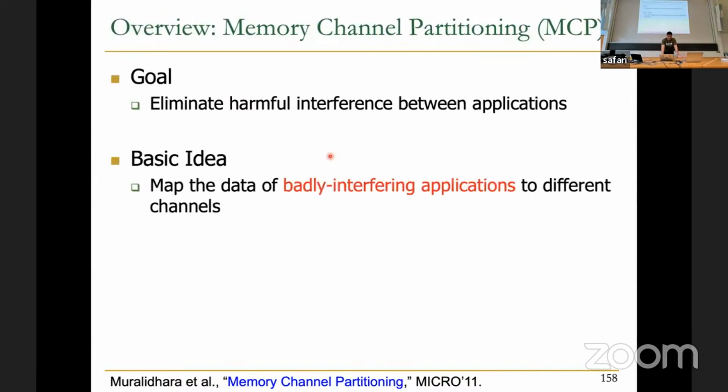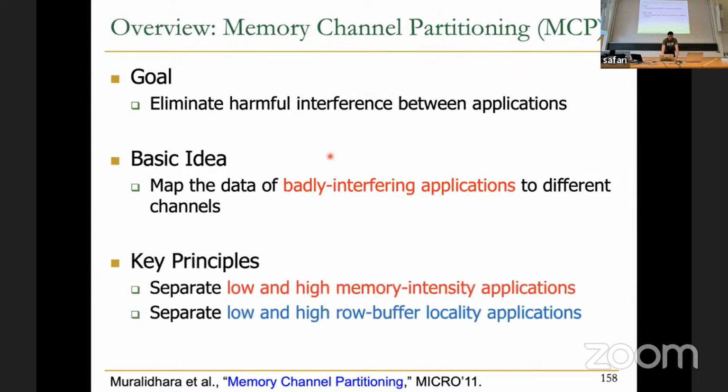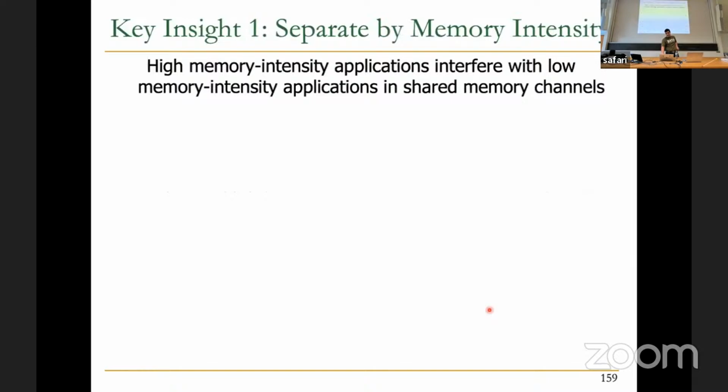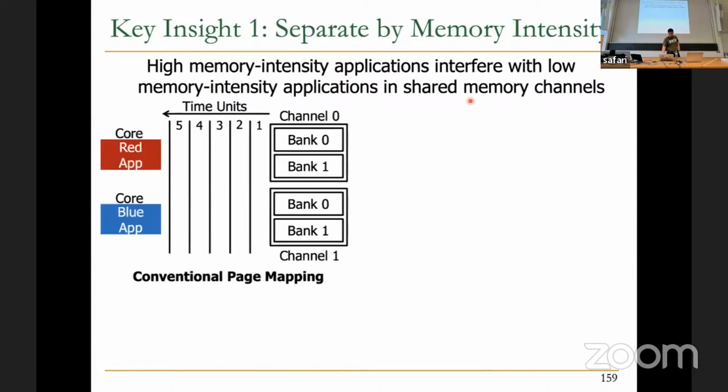So the goal is to eliminate interference. And the basic idea is to map data to different channels for different applications. But there are two key principles, or data mapping principles, that MCP, or memory channel partitioning, applies. That is to separate low and high memory intensity applications from each other, and low and high row buffer locality applications. Why? Because high memory intensity applications interfere with low memory intensity applications, as you saw in TCM, right?